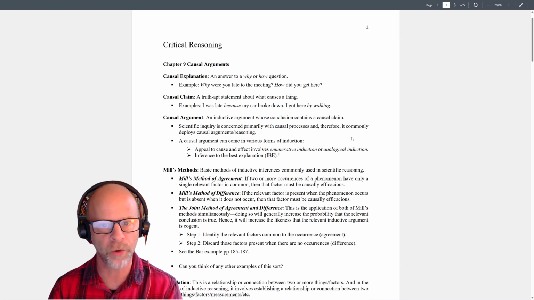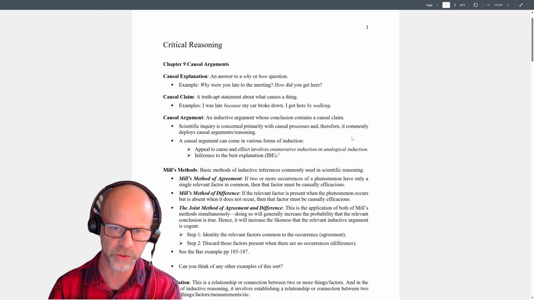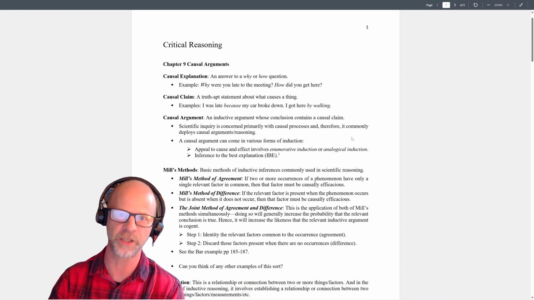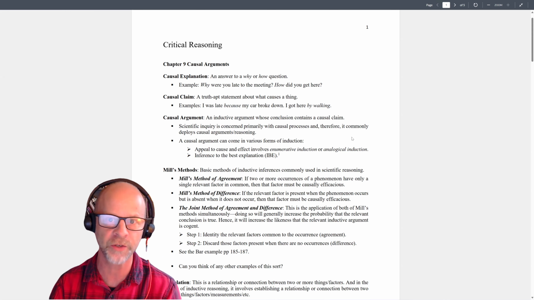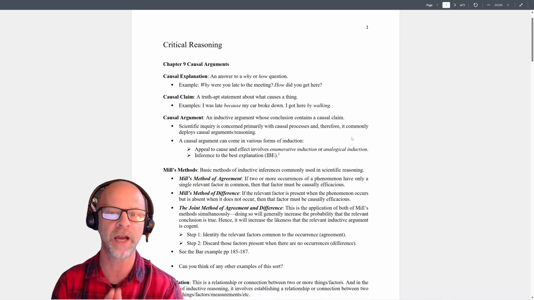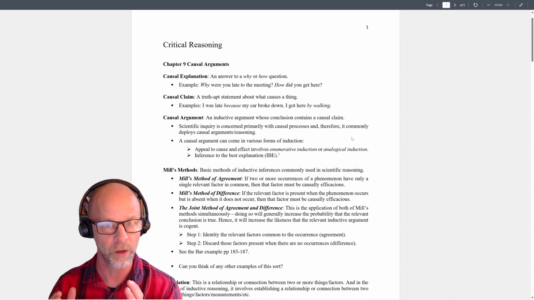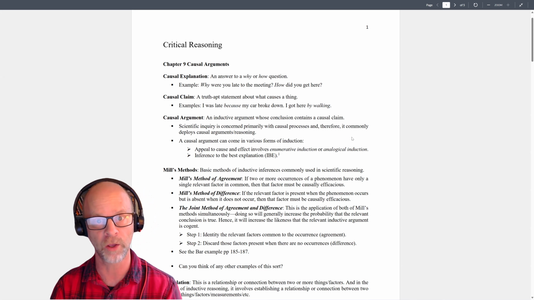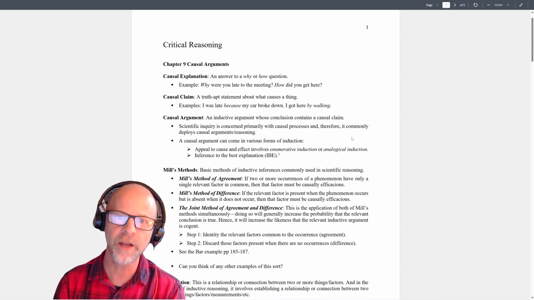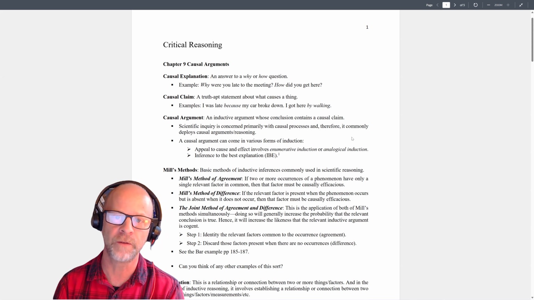In this module, we are going to be focusing on causal arguments. This is a continuation of our discussion of inductive reasoning more generally, but specifically now, the form of inductive reasoning that we are going to pay attention to relates to causal arguments and causal reasoning. You'll find all of this material in Chapter 9 of the Vaughan text.